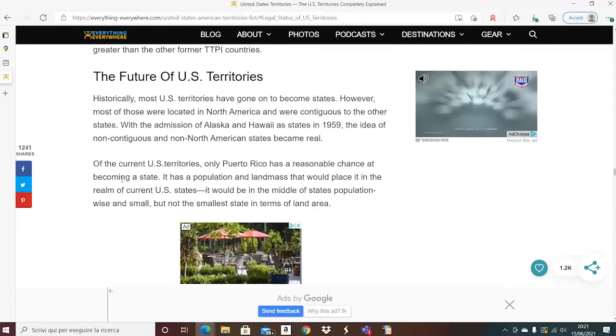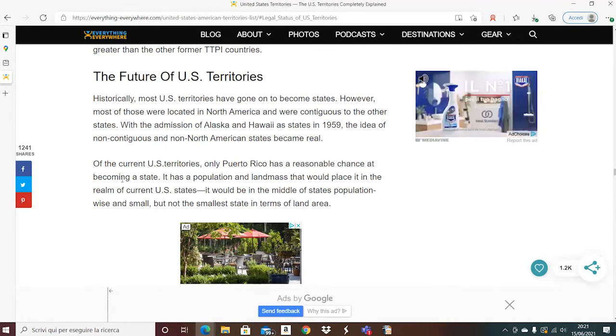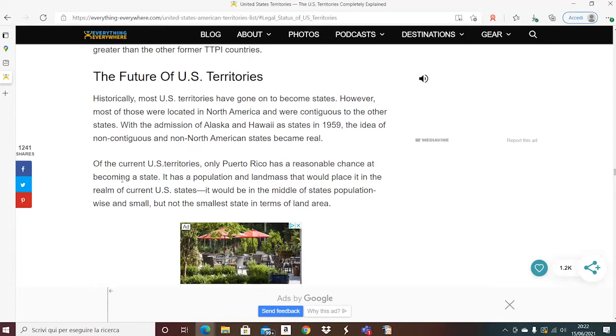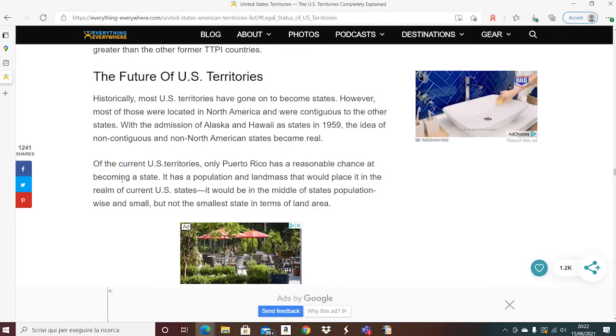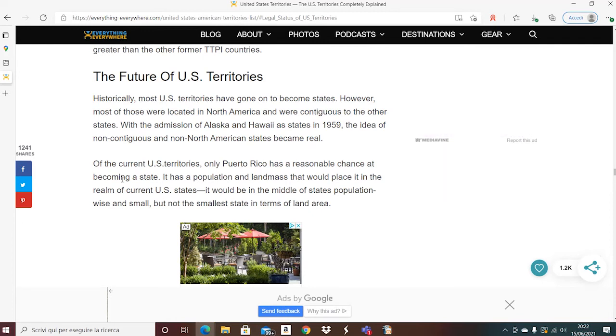Historically, most U.S. territories have gone on to become states. However, most of those were located in North America and were contiguous to the other states. With the admission of Alaska and Hawaii as states in 1959, the idea of non-contiguous and non-North American states became real.